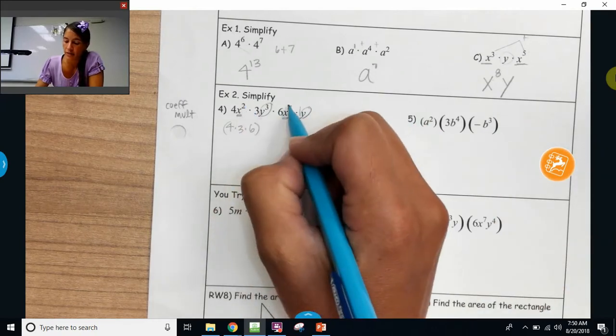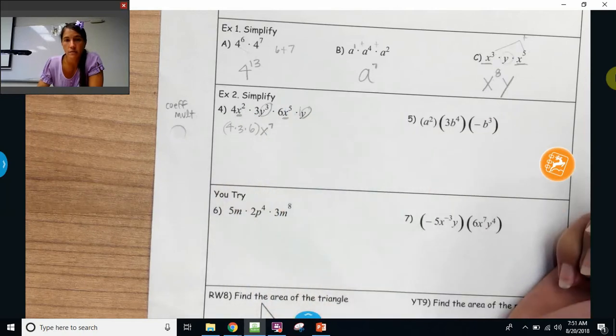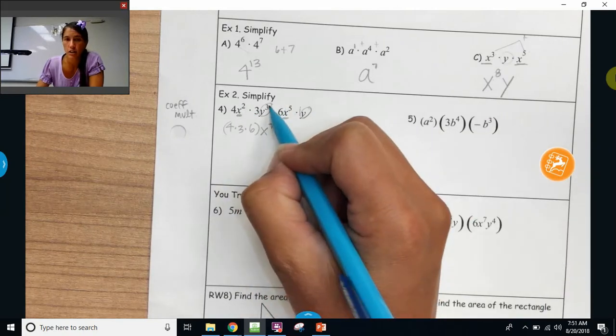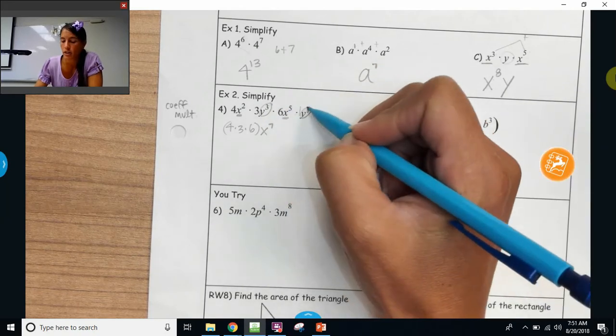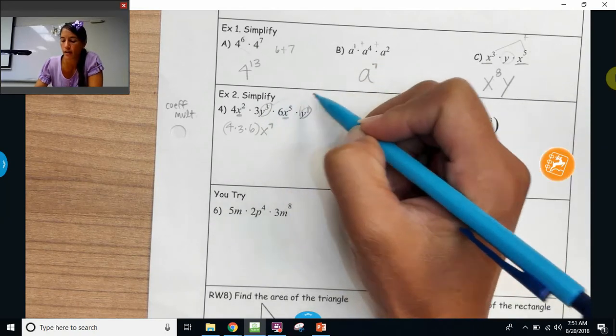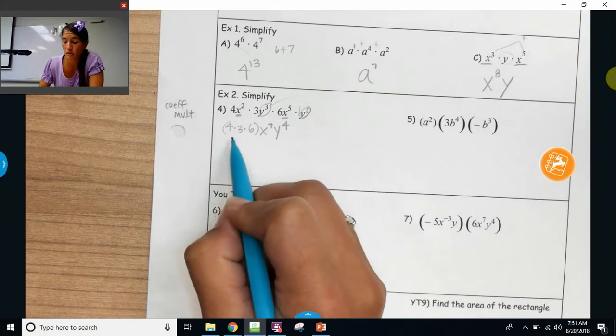My x's, I have x squared and x to the 5th. So that would be x to the 7th. And then I have y to the 3rd, and remember, if you don't have an exponent, you put in a 1. Y to the 3rd and y to the 1st, so if you add those, that would be y to the 4th. And then my last step is just to multiply.